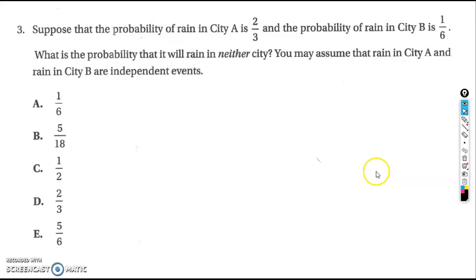Another one also dealing with probability. Once again, it's not harder, it's just more than one thing. They're asking you about the probability of rain in city A and in city B, which means you're going to have to know and work with 2 different probabilities. So that's the difference between easy and medium.